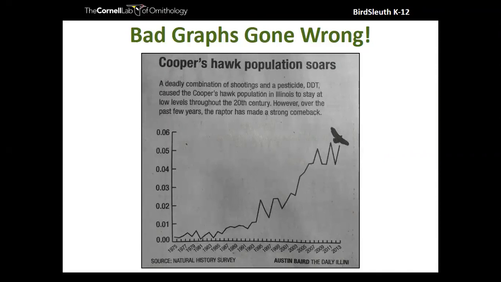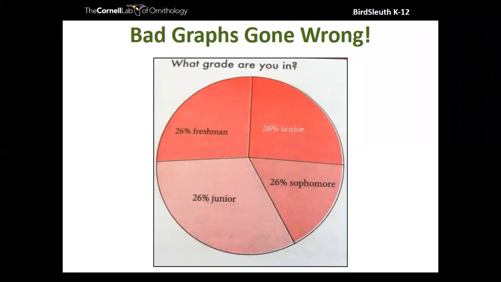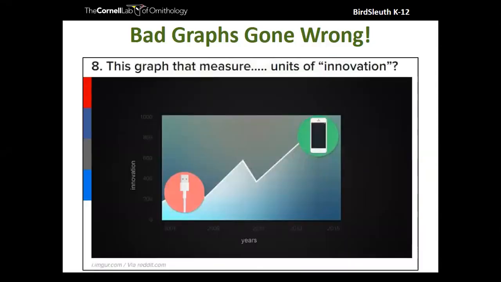And this is not a mistake that just students make, but this is the Austin Bard and the Daily Illini, where this graph is very misleading to us, where it doesn't quite give us the information that we need. Here's a really great graph that I love. What grade are you in? 26% freshman, 26% sophomore, 26% junior, and 26% senior. Not only do the sections all represent different percentages, despite the fact that each one is 26%, but this is a pie chart that adds up to more than 100%. So we want to focus on the fact that bad graphs do go wrong.